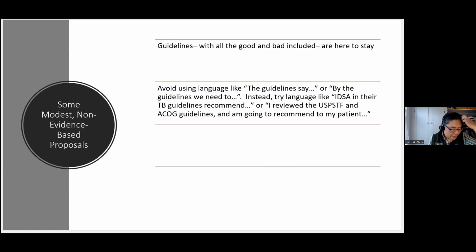Instead, I'd invite you to use language like "IDSA and their tuberculosis guidelines recommend," or "I reviewed the US Preventive Services Task Force and the ACOG guidelines, and I'm going to recommend to my patient." So don't make the guidelines the active voice in your decision making, is what I'm saying.